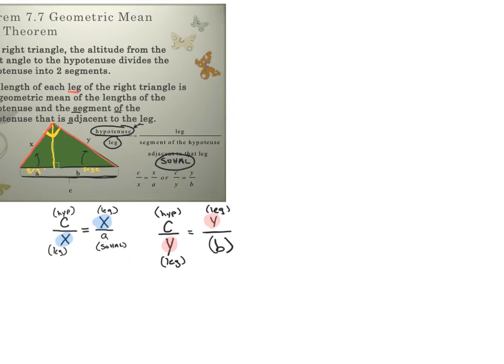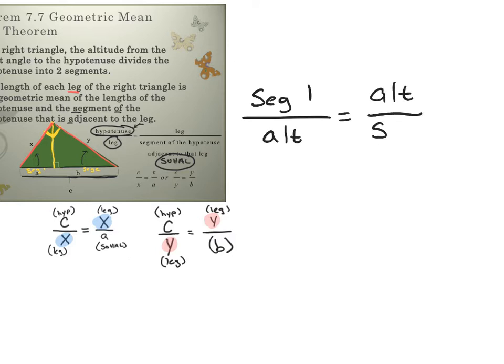So, two formulas. What was the first formula we had? Segment 1 over the altitude is equal to the altitude over segment 2.